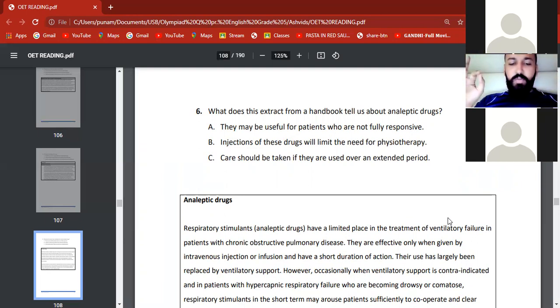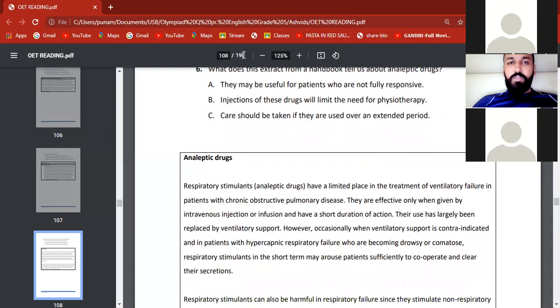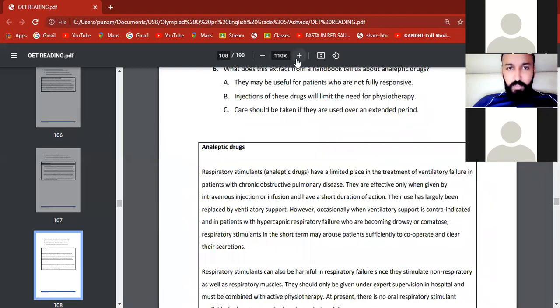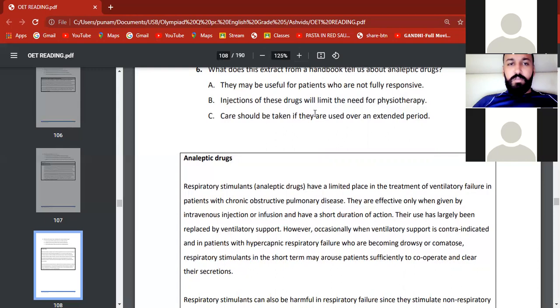First, care should be taken. Later on you can see which is more. So first is about not fully responsive. Second is injection, limited need for physiotherapy. Third one is care should be taken. Okay, let's read.